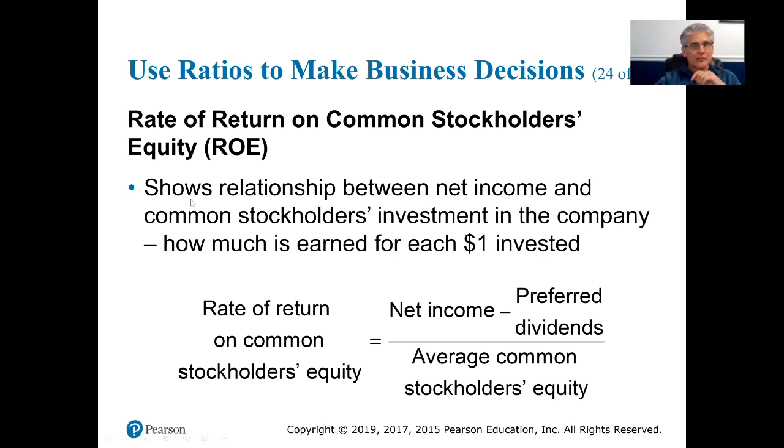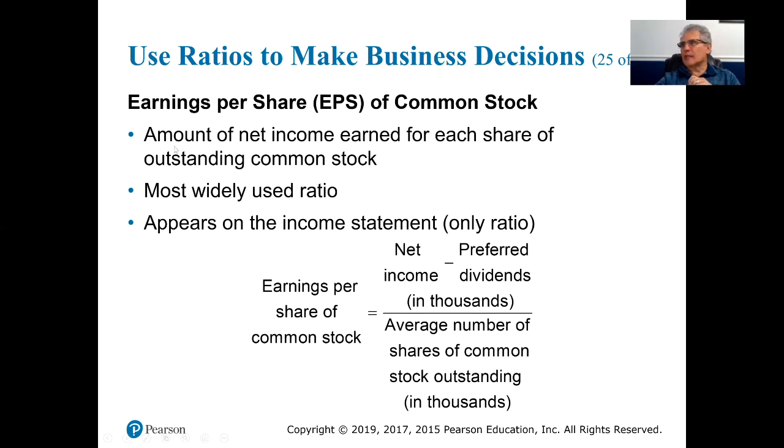Okay, so we finished the ROE. Let's move on to the next. What we have is EPS, the earnings per share. This is the amount of net income earned for each share of outstanding common stock. It is the most widely used ratio, particularly with investors when they're trying to see how good an investment is. They often use the EPS as a way of measuring how well that stock is performing.